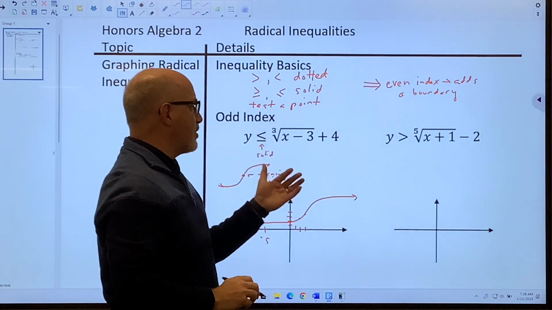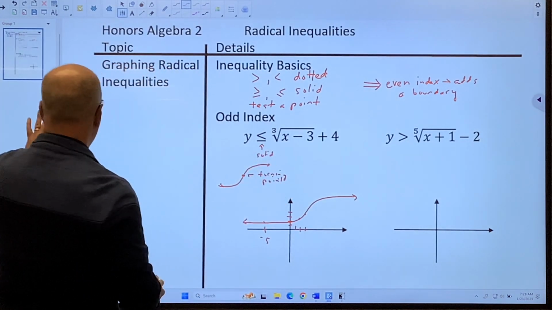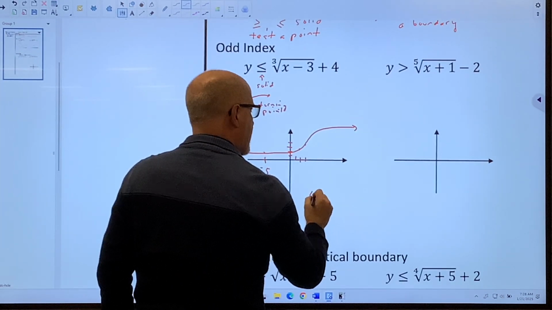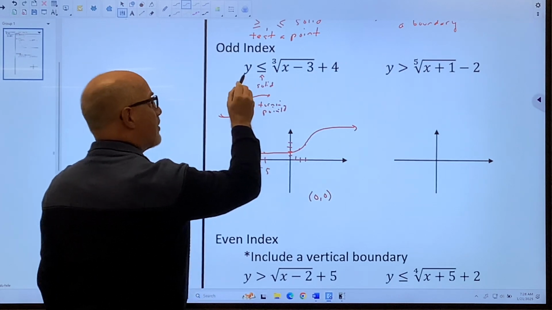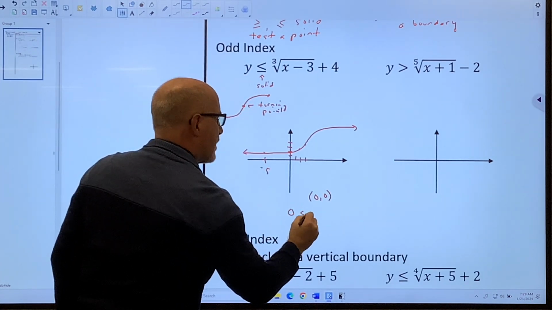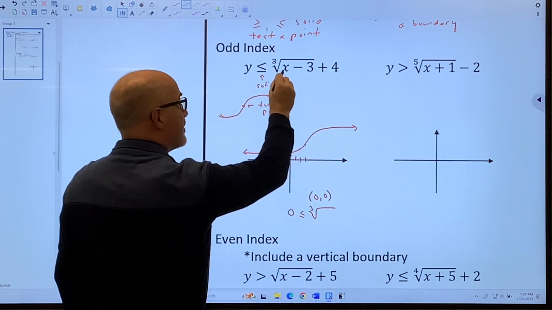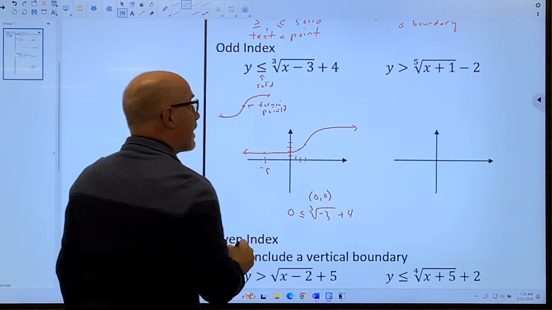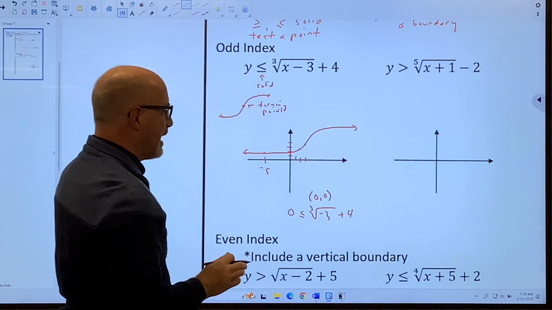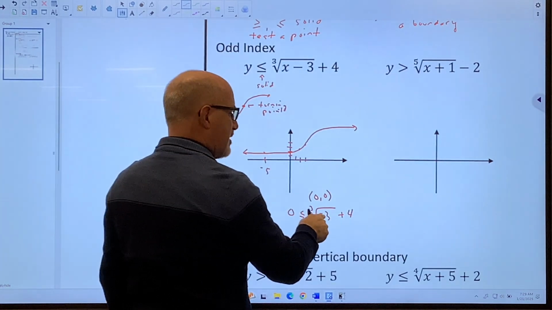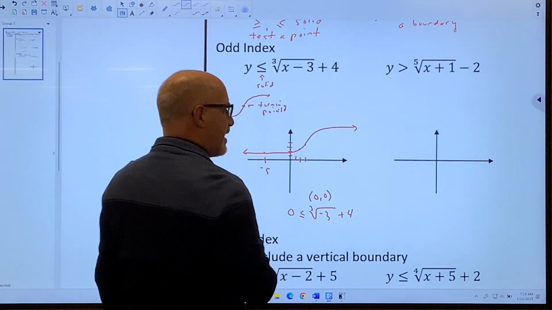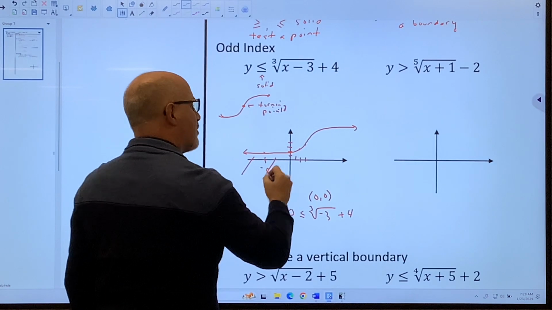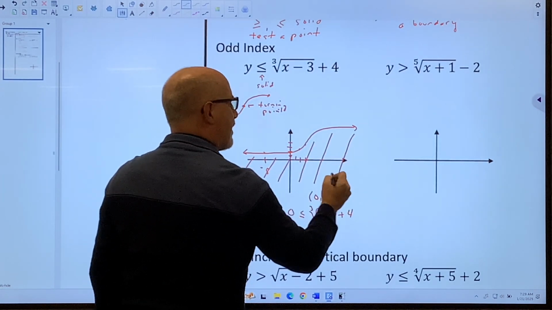Now we have to decide, do we graph above it or below it? We should test a point. 0, 0 is a great point to test here. Put in 0, 0. Is 0 less than or equal to the cube root of 0 minus 3, which is -3? That's going to be a negative plus 4. Is that a true statement? If you notice, this is a really tiny negative number, and if you add it to 4 in your calculator, you'll get a true statement. So it's going to be shading below on this graph.